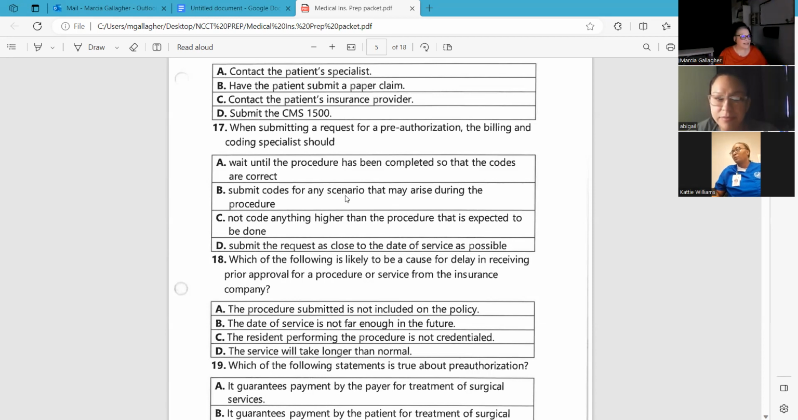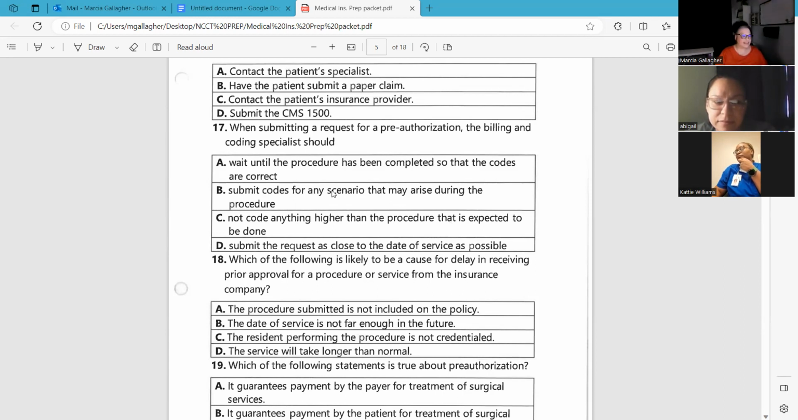Submit codes for any scenario that may arise during the procedure. Well, that one makes a little more sense. Let's read on. Not code anything higher than the procedure that is expected to be done. Submit the request as close to the date of service as possible. So which do you think is, I would say B. B is the right answer. Now, C wasn't bad and D wasn't bad, but B is the most correct answer.